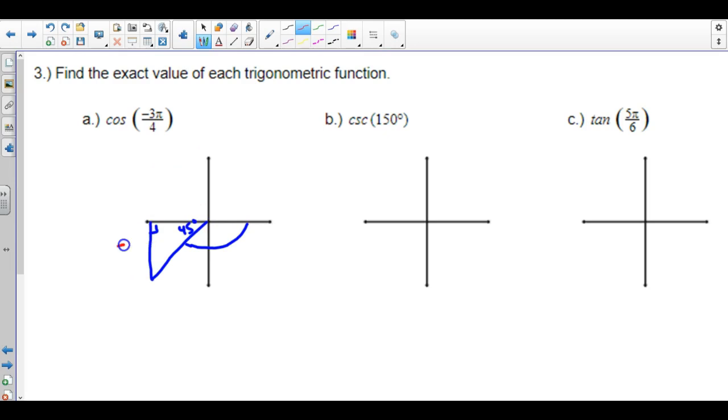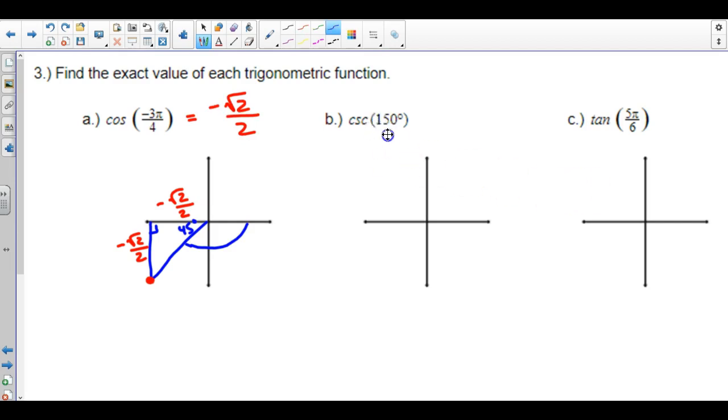The opposite side to 45 would be my negative radical 2 over 2. It's negative since I'm going below the axis. And my adjacent side here would be negative radical 2 over 2 as well. So the cosine value I'd be looking for is the one that's the adjacent side. It's the x-coordinate, which comes out to negative radical 2 over 2.